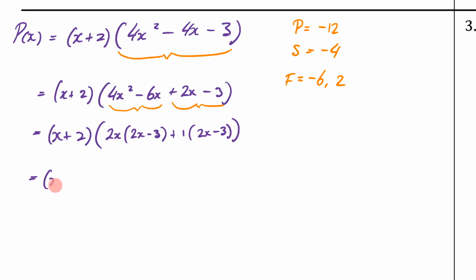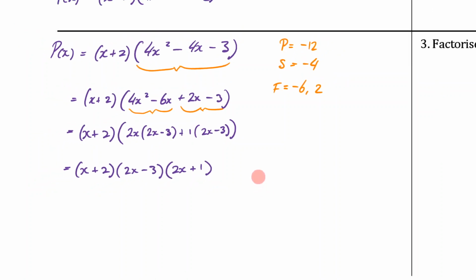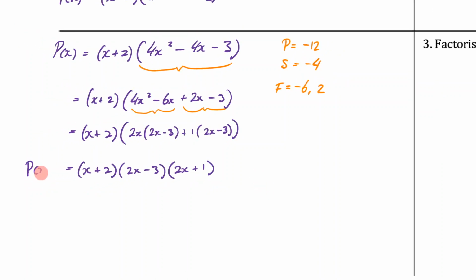Perfect. Then I come to my next one. And now I can take out a common factor of 2x minus 3, because that's something that they both share. So I take out that factor of 2x minus 3. And then what I'm left behind with is 2x here, plus 1. Perfect. So we have factorized p of x. This is our final answer. We have factorized our cubic, and that's what it's going to look like.